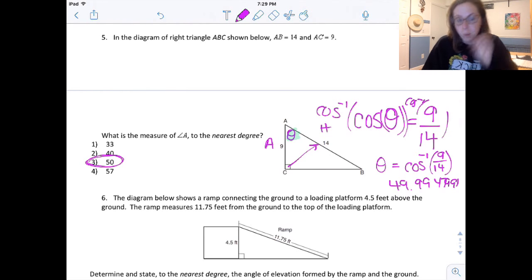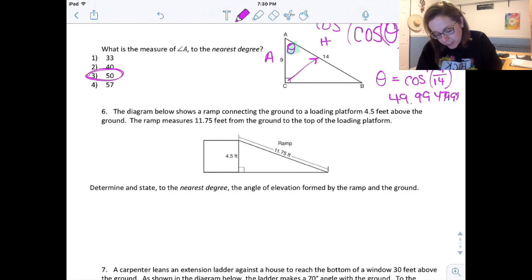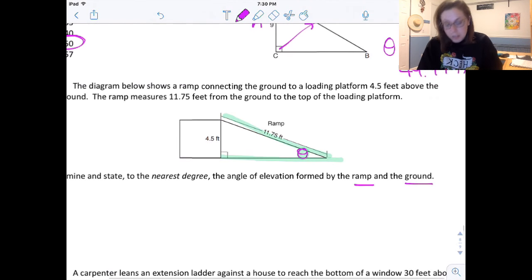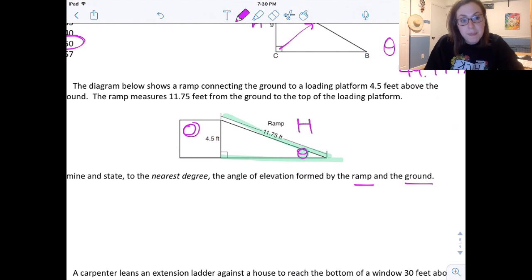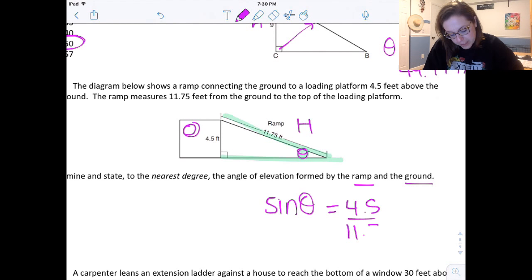All right, probably about 3 more. Next one, the diagram below shows a ramp. What is the angle of elevation formed by the ramp and the ground? So this is the ramp. This is the ground. I want this angle. So let's do the same thing. I want that angle, start at the angle. This is the opposite, that's the hypotenuse. So from there, I'm going to say sine, because it's O and H, so sine of theta equals 4.5 over 11.75.